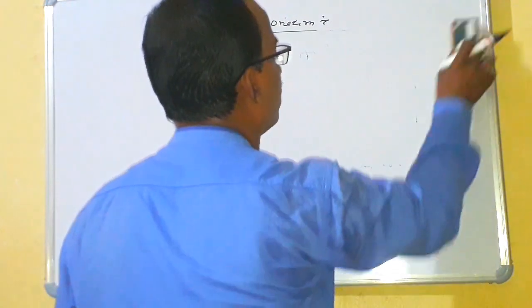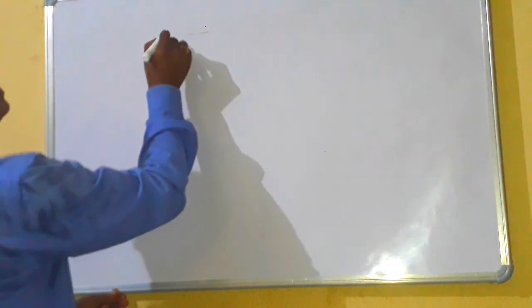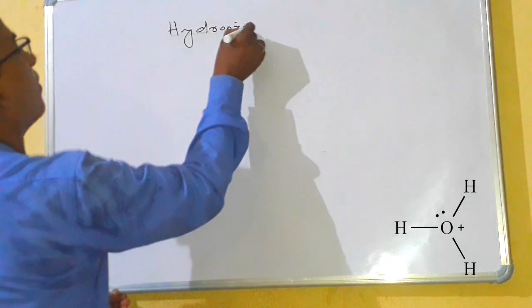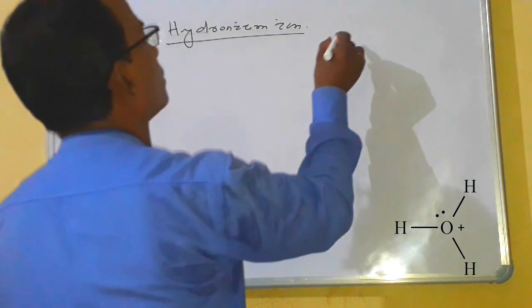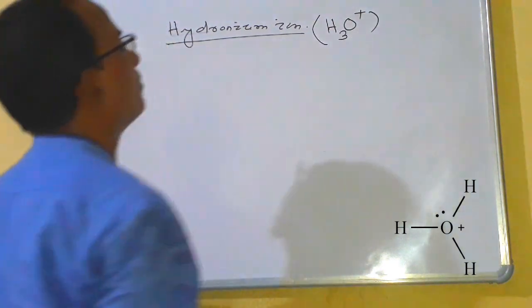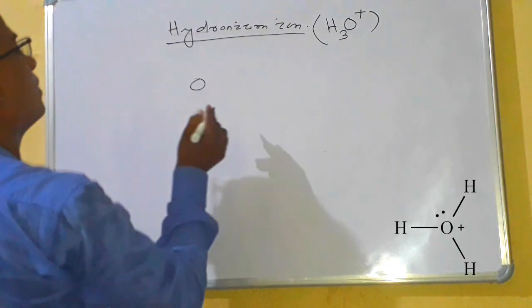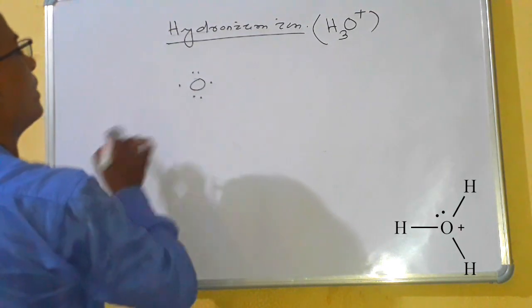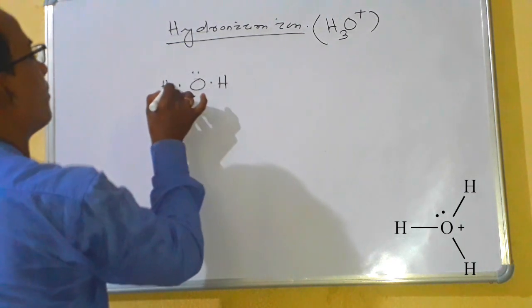Another example is the hydronium ion, H3O+. Oxygen has 6 electrons in its outermost shell, and first it combines with hydrogen forming a water molecule.